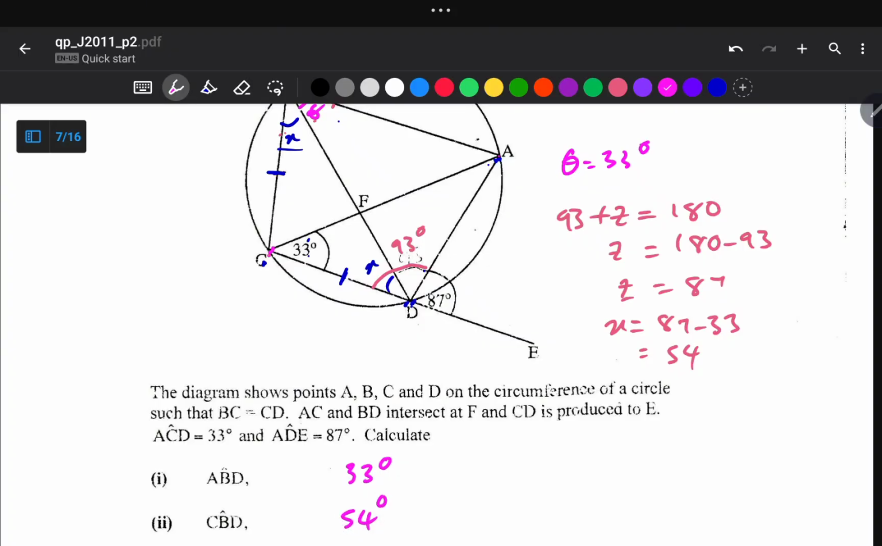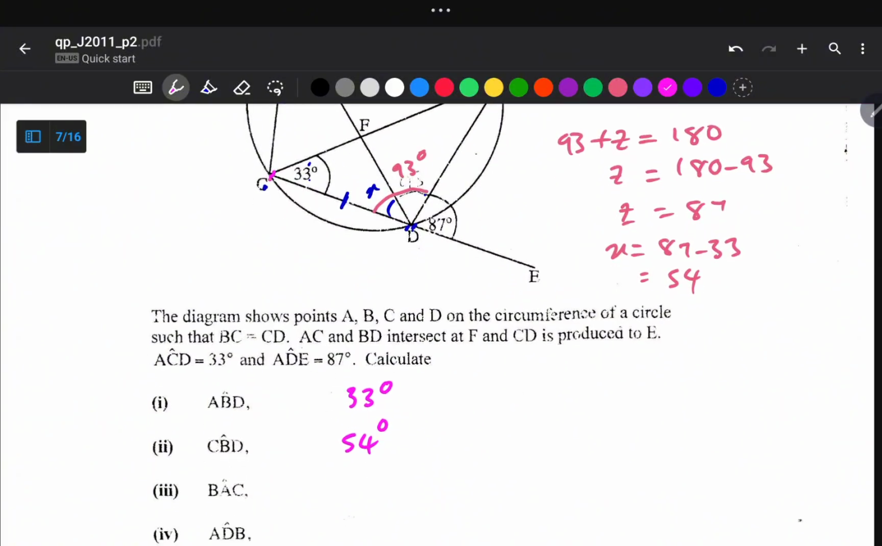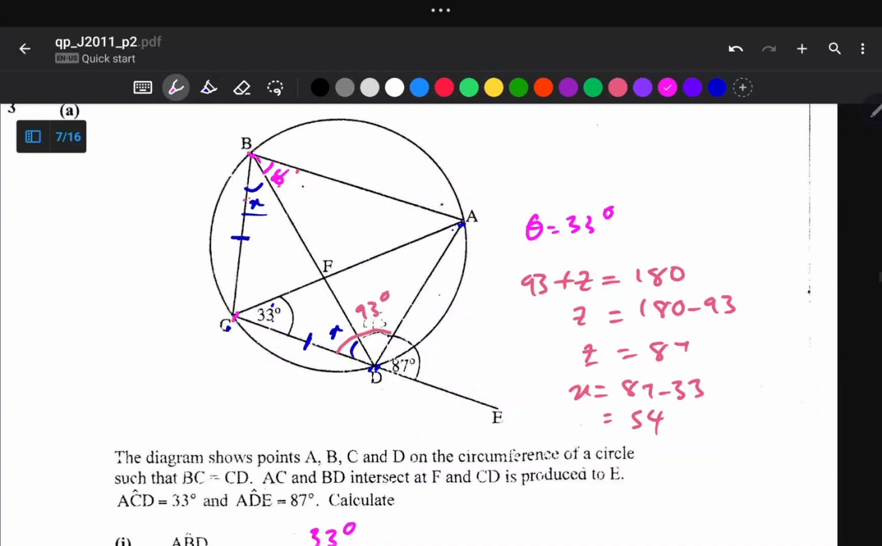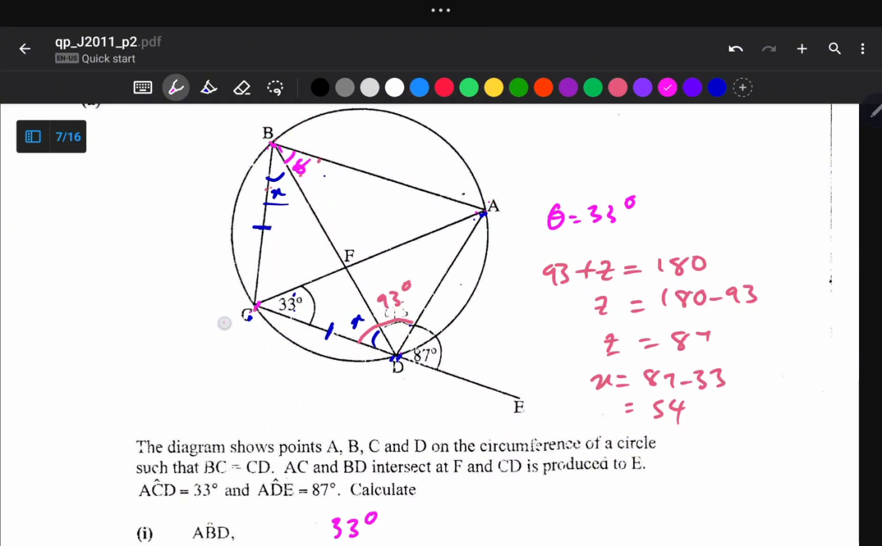Okay, and let us move on to the next part of the question, which says calculate the angle BAC. So we are required to calculate the angle BAC. We want to calculate this angle here, and we can label it D. So this is angle D.